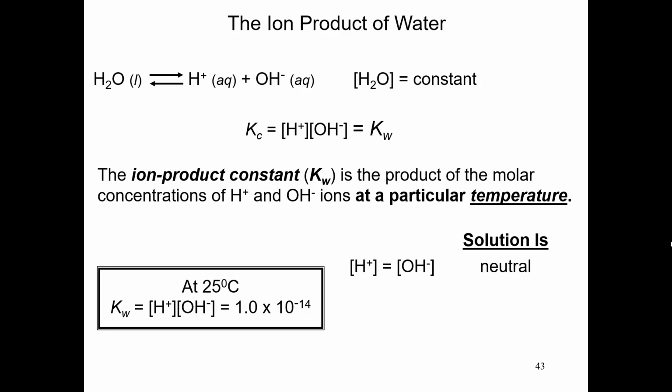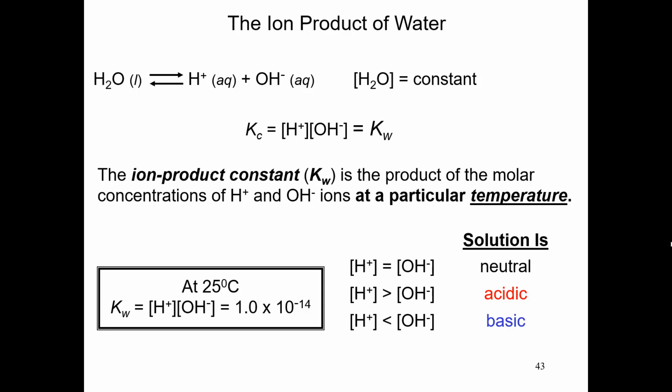Now remember, when we added hydrochloric acid to water, we produced extra hydrogen ions. So in that situation, the hydrogen ion concentration is larger than the hydroxide ion concentration. And we would say that solution is acidic. Now, when we added sodium hydroxide to water, we had extra hydroxide ions. So in that case, the hydroxide ion concentration was larger, and we say that solution is basic. Another word is also alkaline.